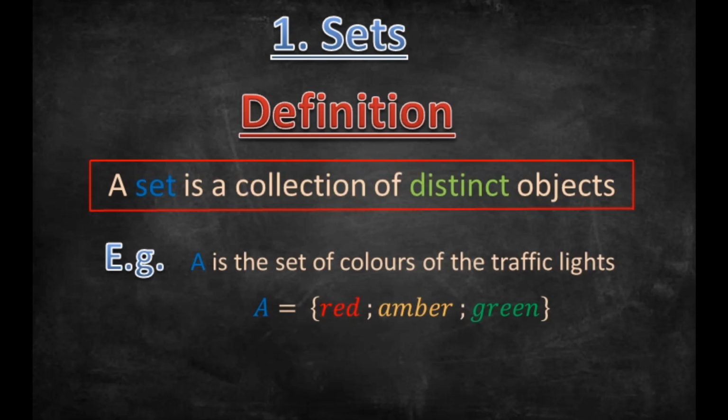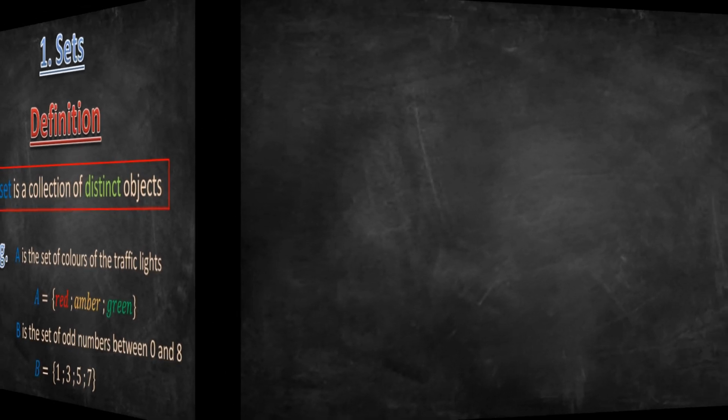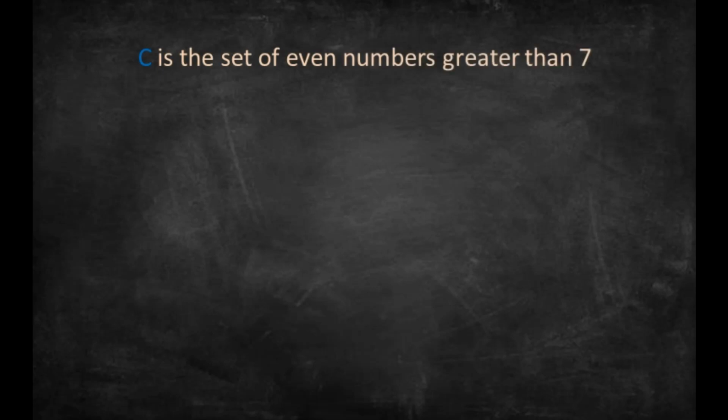Another example is B is a set of odd numbers between 0 and 8. So B will consist of the numbers 1, 3, 5, and 7. It's not always possible to list all the objects in a set. Let's say C is a set of even numbers greater than 7. There are many even numbers greater than 7. So we list only the first three numbers, in other words 8, 10 and 12, and then we use dots to show that the set continues.